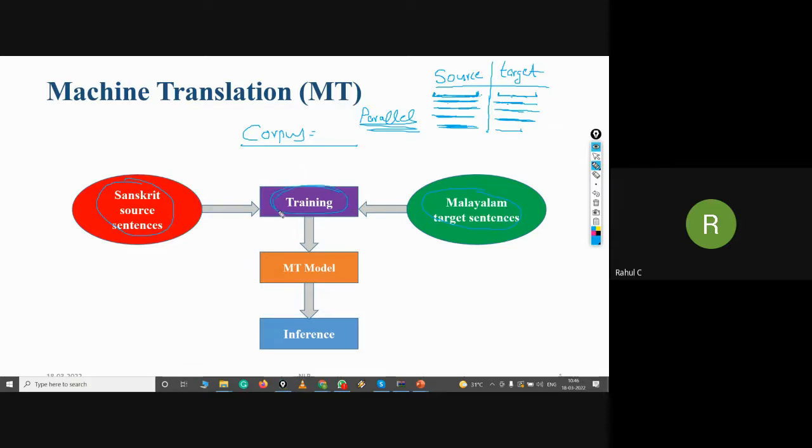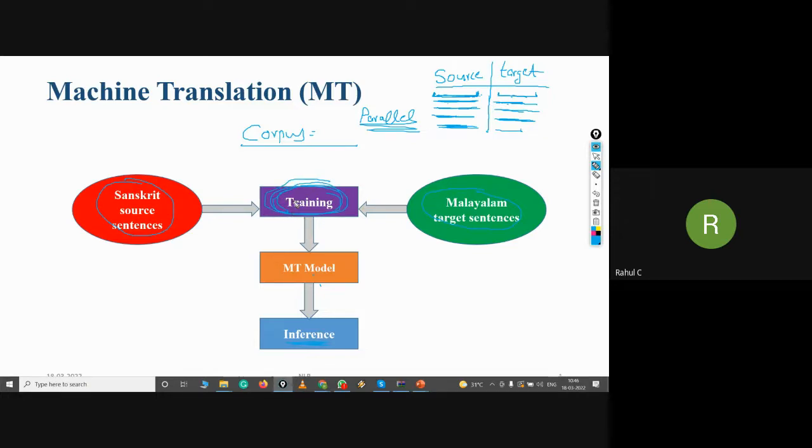From the training, the machine translation model finds some inferences. The more data you have, the more training will happen, the more flexible and efficient the model will be. And in the testing phase, if you give a new sentence, the model should be able to produce the correct translated output. So this type of training is very important.